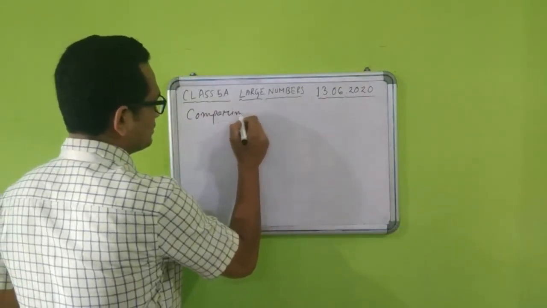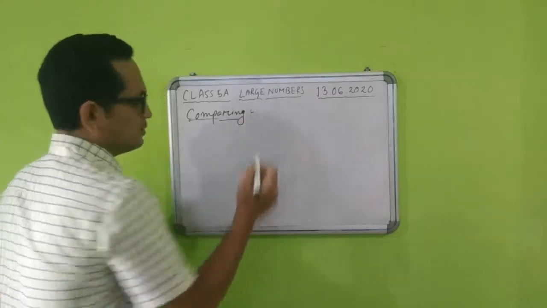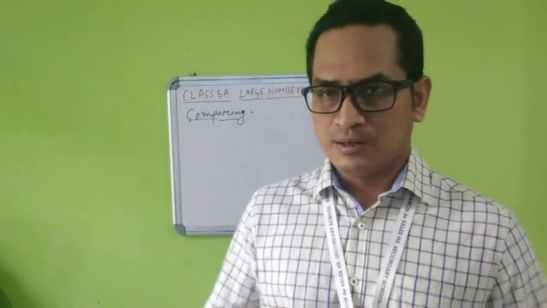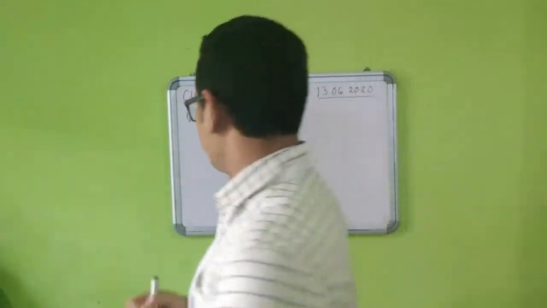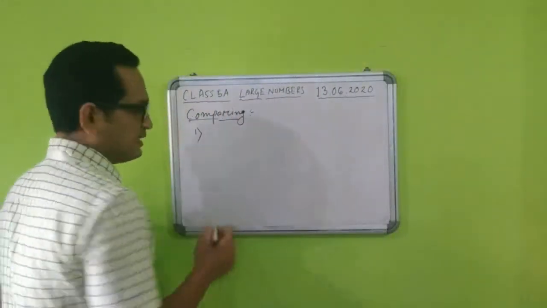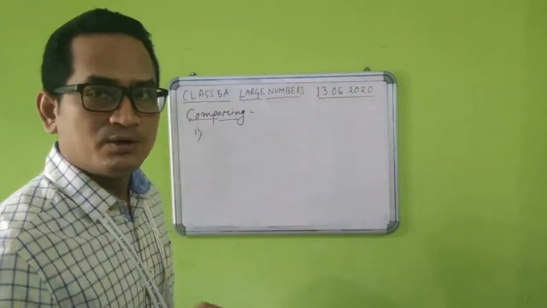Comparing. So students, comparing of any number, say suppose I give you two numbers and you have to compare them. Comparing means what? First of all, comparing means to write down which one is greater and which one is the smaller one. That is to compare. Now to compare two numbers, there are basically three rules. Fine. So the first rule is what? That you have to see the number of digits.